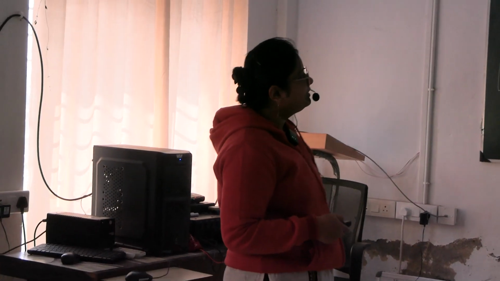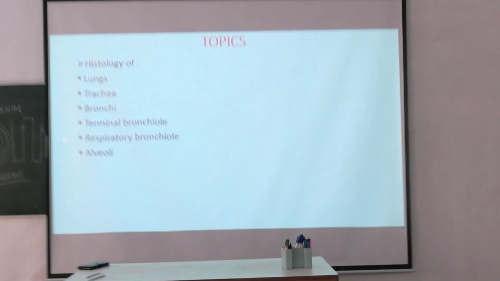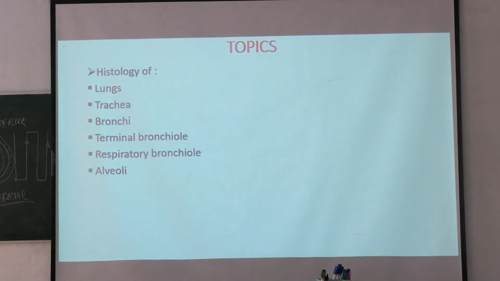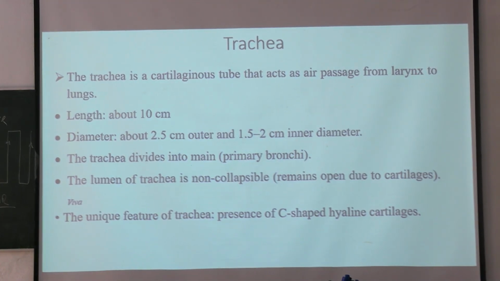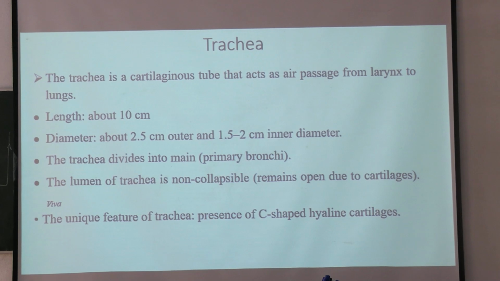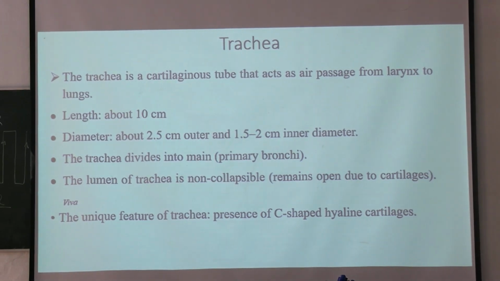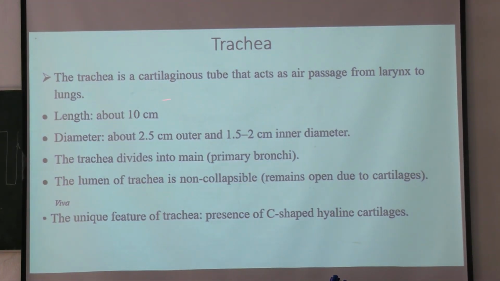So we will discuss the histology of lung, trachea, bronchi, terminal bronchiole, respiratory bronchiole and the alveoli. The trachea is a cartilaginous tube that acts as an air passage from larynx to the lung. Length is about 10 centimeter, diameter is about 2.5 centimeter outer diameter and 1.5 to 2 centimeter inner diameter.